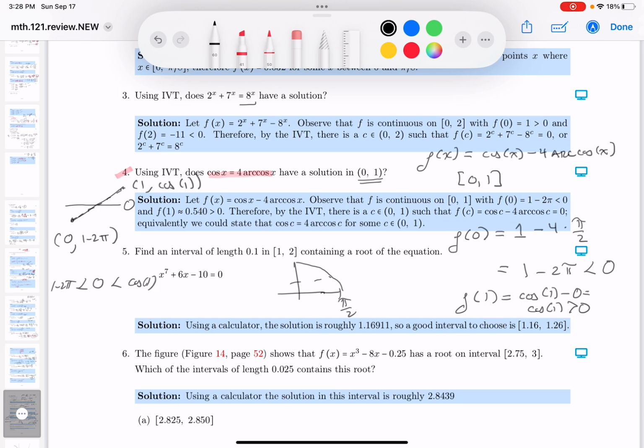Were they asking for one solution? Let me just see what I wrote down over here. And I'll carefully look at this over here. Yeah, we're similar. Yep, we got that over there.